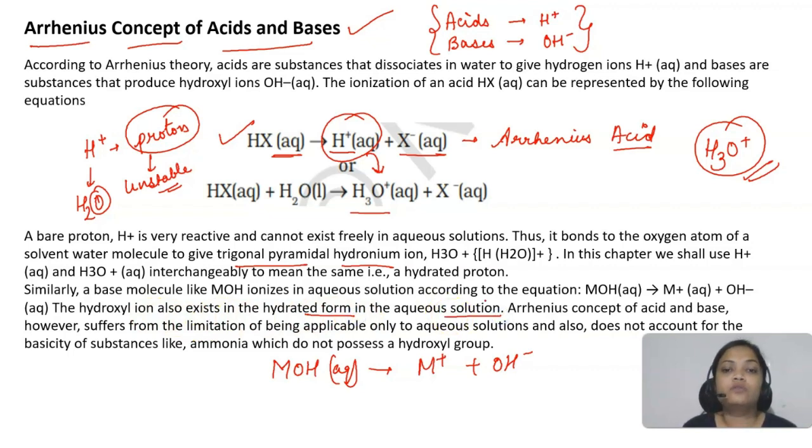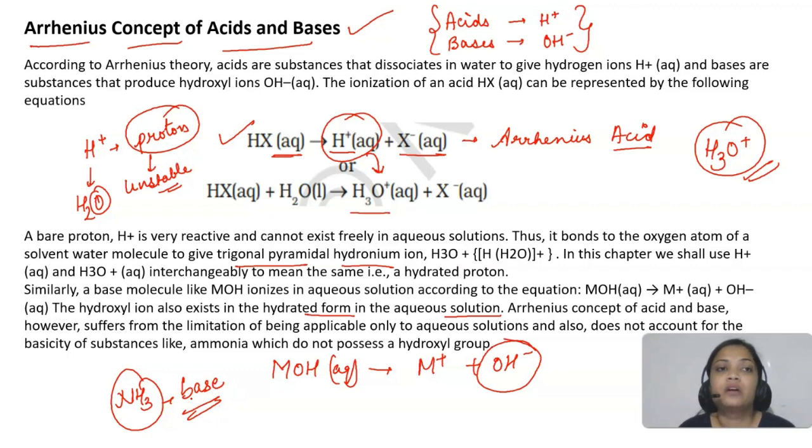Now this was the Arrhenius concept of acid and base, but it had some limitations because it was applicable only to aqueous solutions. And let's say I have ammonia. We all know it's a base, but according to the Arrhenius concept, it could not explain the basicity of ammonia because it does not have any hydroxyl group. According to Arrhenius, if hydroxyl ion is released, then it will be a base. So there were certain limitations for this concept.